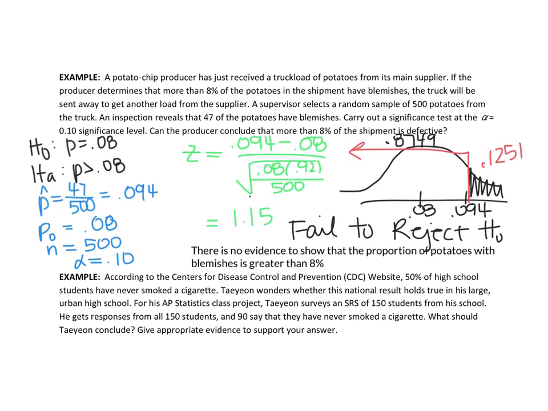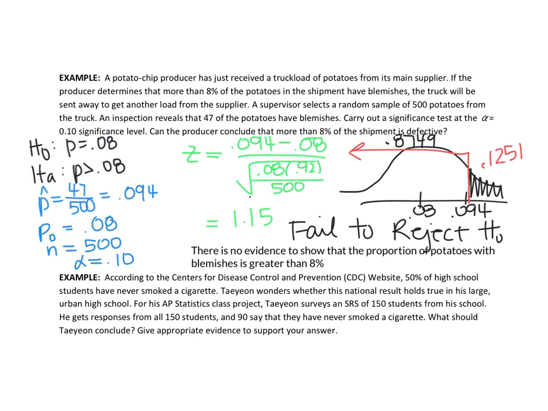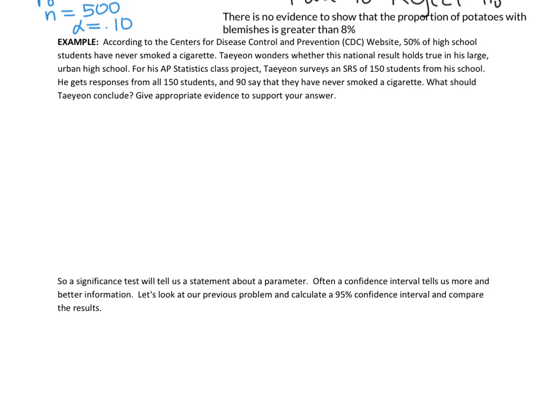So next, we have that according to the CDC website, 50% of high school students have never smoked a cigarette. Taeyeon wonders whether this national result holds true in his large urban high school. For his AP Statistics class project, Taeyeon surveys an SRS of 150 students from his school. He gets responses from all 150 students, and 90 say that they have never smoked a cigarette. What should Taeyeon conclude? Give appropriate evidence to support your answer.